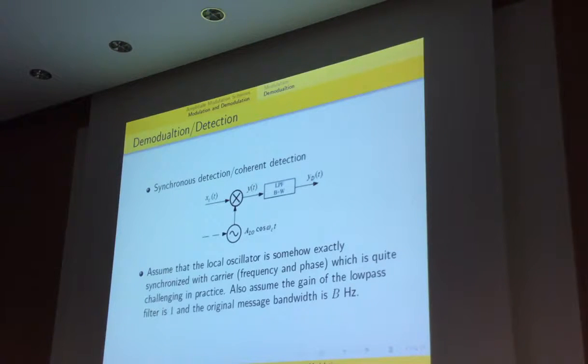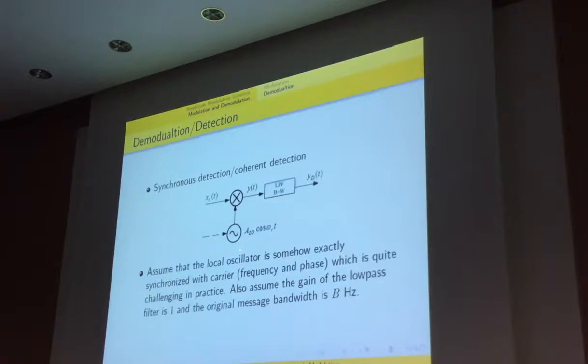So in this section, we assume that we have a genie to help us, I use a dotted line here, such that at the receiver, we can perfectly recover the local oscillator, which has the same frequency and same phase as the transmitter oscillator. In research, this is called synchronization. Detectors or demodulators with this local oscillator are called coherent detectors or coherent demodulators, or sometimes synchronous detectors.